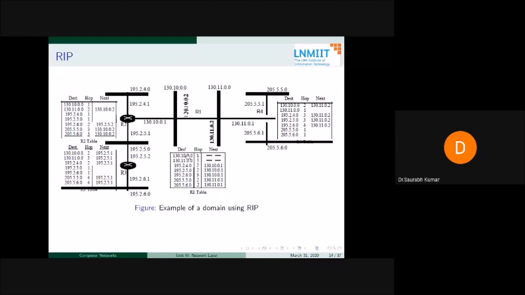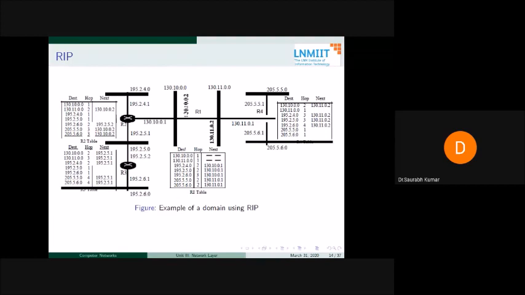Okay, so R1 is directly connected to which two networks? One is 130.11.0.0 and the other is 130.10.0.0. You see the first two entries have 1 hop because they are connected directly to router R1. And since they are directly connected, there is no need to enter the third column, the next hop address.